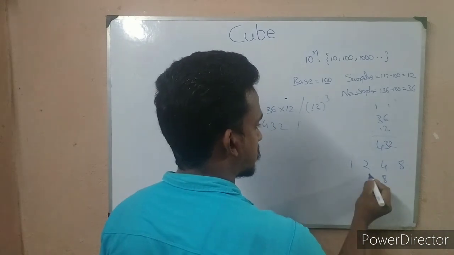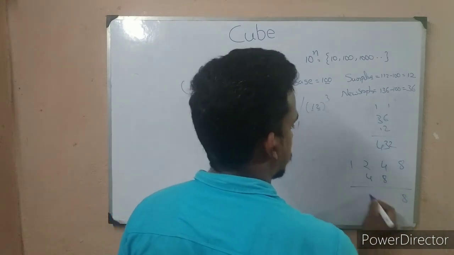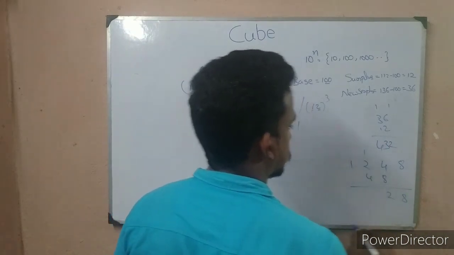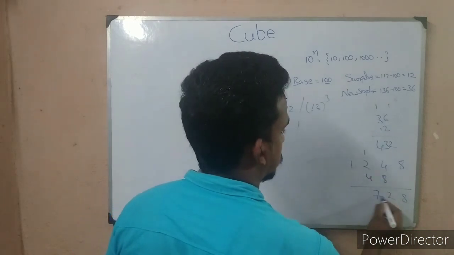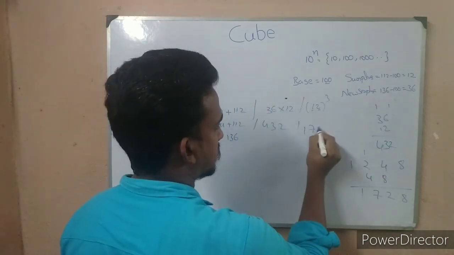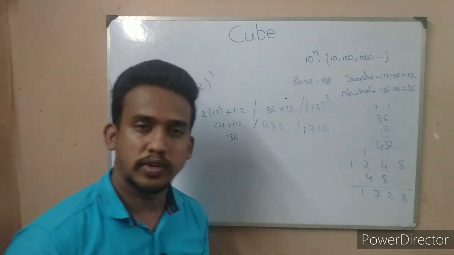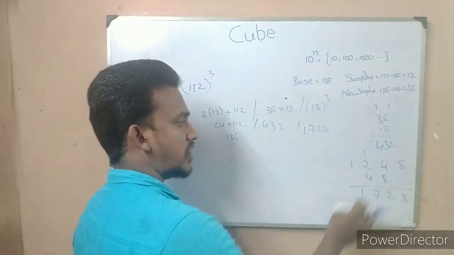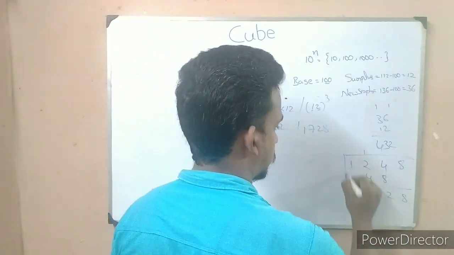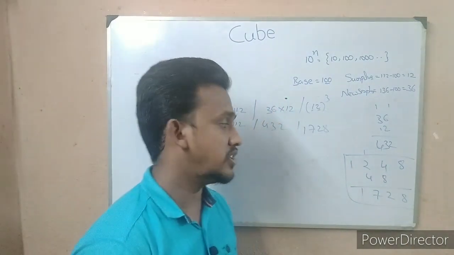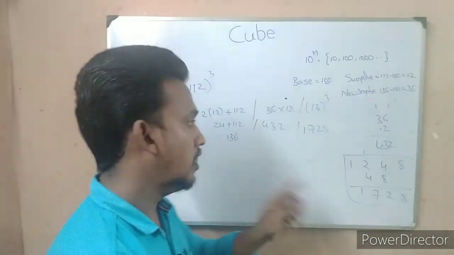Double these middle values, which will result in 8. So 1 2 6 7 1... So 1 7 2 8 will be the cube, right? If you want to learn this method, you can find it in my channel, in the first video. I have discussed this method there.